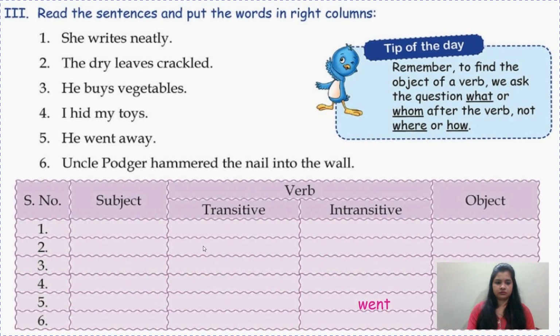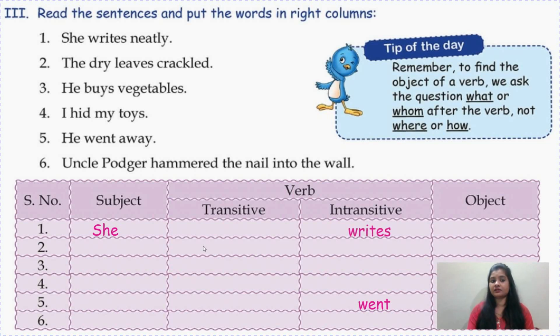So we have a box here where you have to fill the right words. She writes neatly. Children, see here, you have to fill in the object. You have to write whether it is a transitive or intransitive verb and then the object. So she will be the subject, writes. She writes, so it is an intransitive verb. So you only have to write writes.